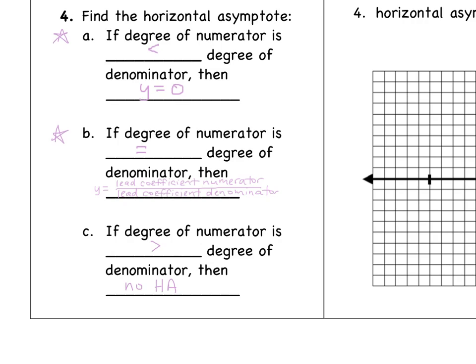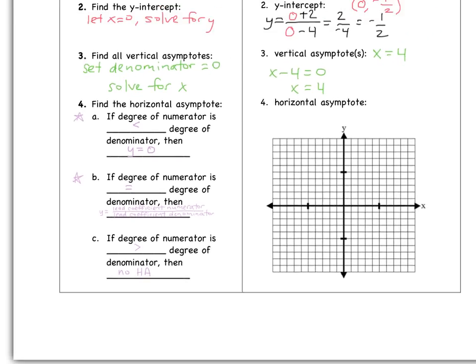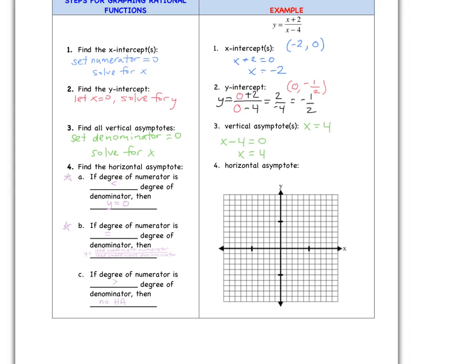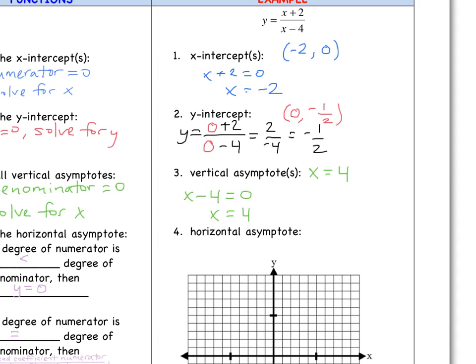Let's take a look at our example over here. We have to compare the degree of our numerator to the degree of our denominator. If we take a look, the degree of our numerator, x plus 1, I look at the x with the highest exponent, and that's x to the first power.